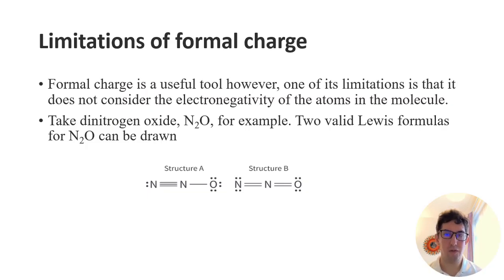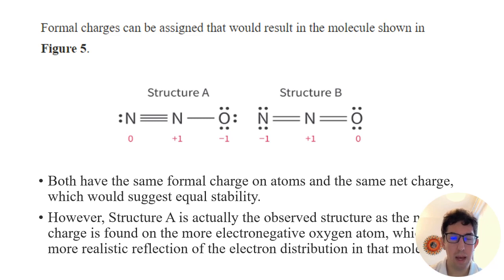I mentioned before that formal charge doesn't explain, it just tells you which one's more likely. It doesn't tell you definitely, and its main limitation is that it doesn't consider electronegativity. The atom which is more electronegative is going to be pulling electrons closer towards it, and formal charge doesn't work that out. For example, here we've got two structures A and B, and you can get two valid Lewis structures. You can see that both have the same formal charge on atoms and the same net charge, which would suggest equal stability. However, structure A is actually observed because we need to consider electronegativity as well.